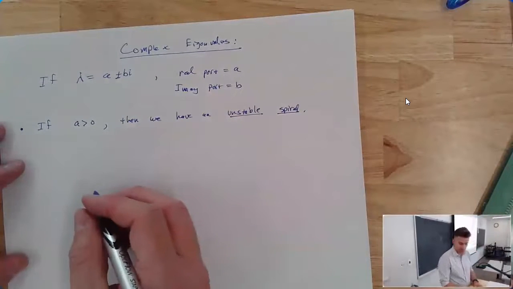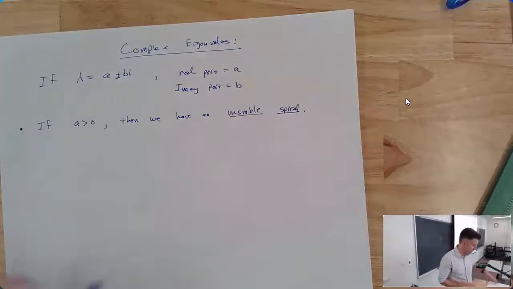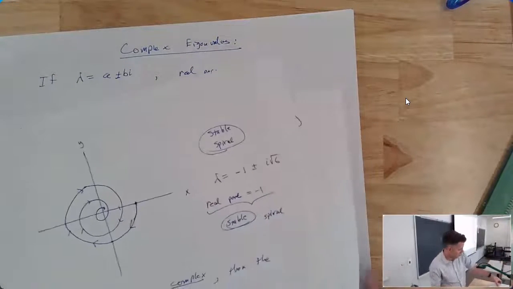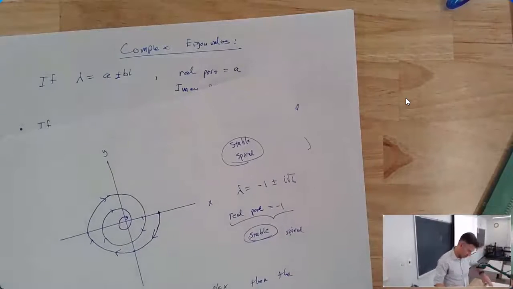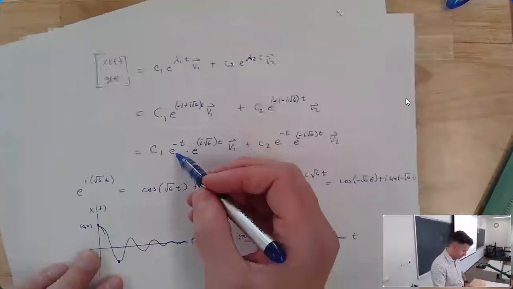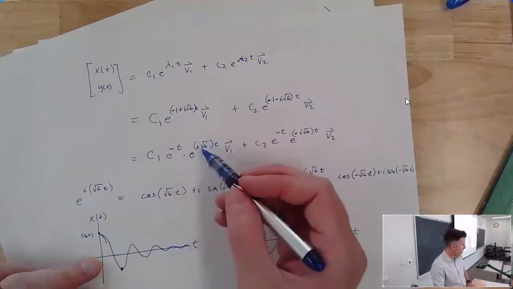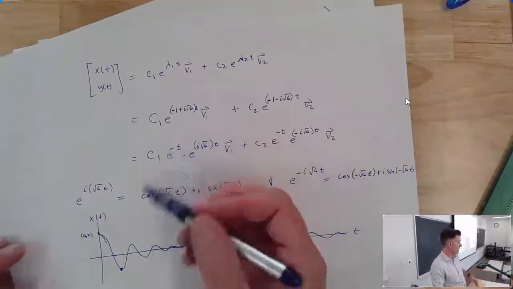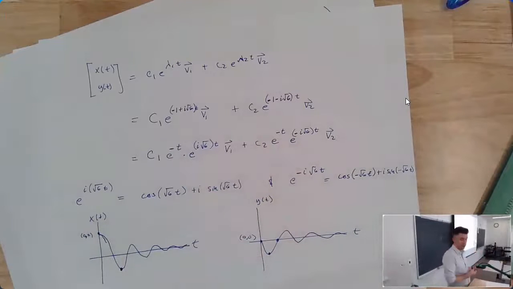And what's happening here is, unlike the previous one, in our solution, in the previous one, we had e to the negative t times e to the imaginary part. Well, now that e to the negative t is going to be e to the something positive times t. And so instead of the values getting smaller as time goes on, the values get larger as time goes on.